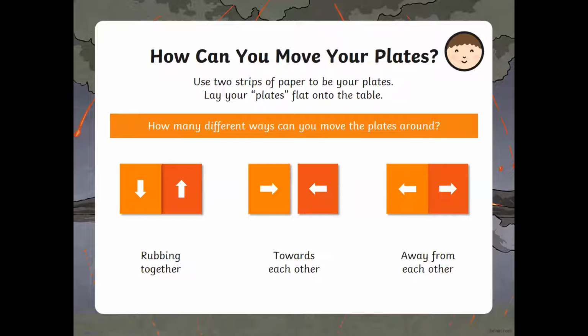So you can have a go at seeing how tectonic plates move. You just need 2 strips of paper to be your plates. Lay your plates flat onto the table and have a go at moving them in different ways. So try rubbing them together, moving them towards each other and away from each other.